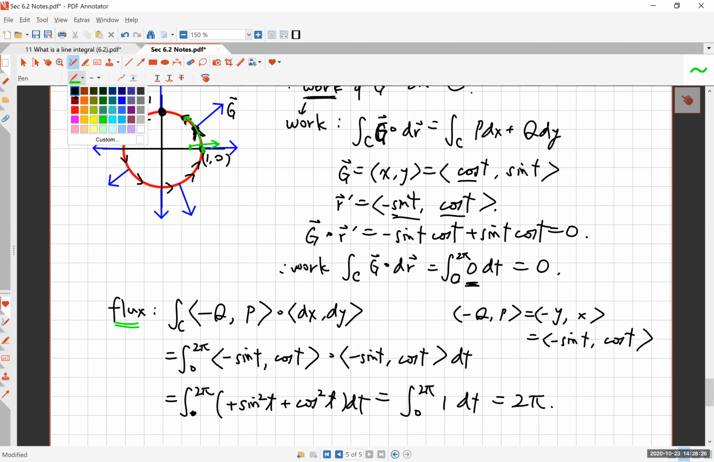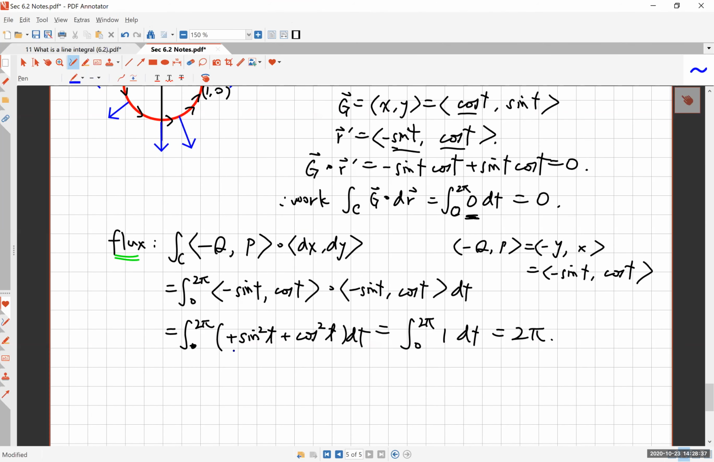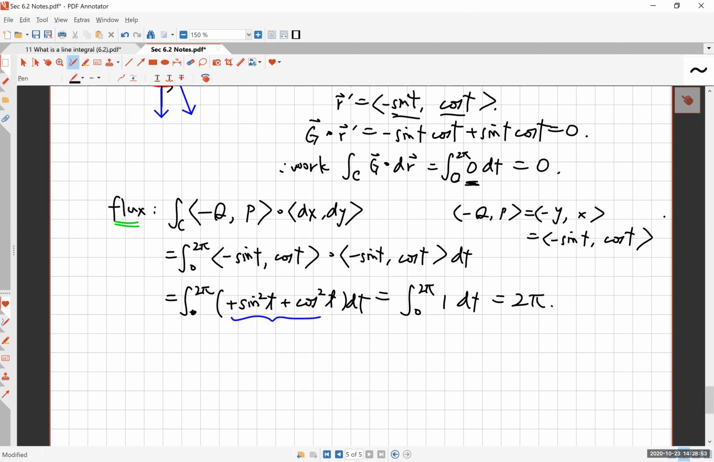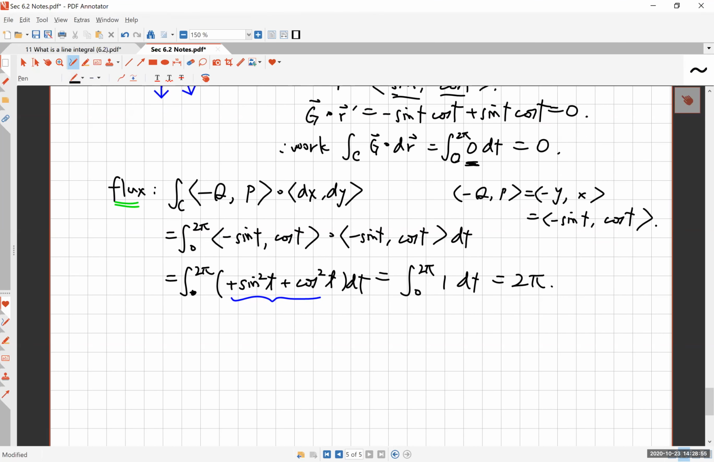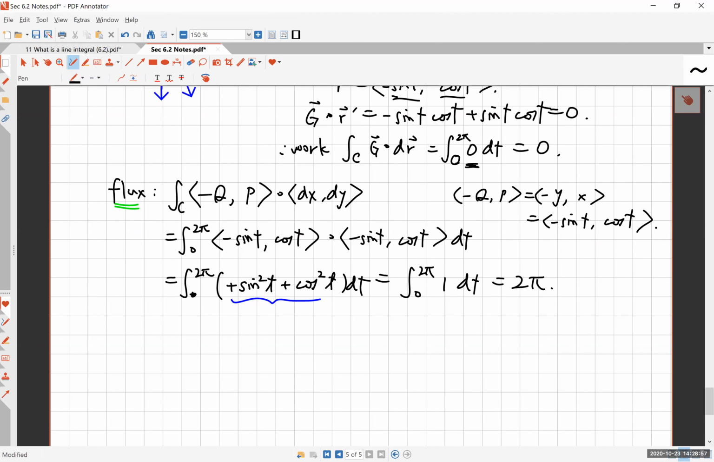And the answer is, look at G. G is always going in a perpendicular direction to the motion, right? And it's going from inside to the outside. So at every single point, the normal component of G is exactly 1. And so you're integrating 1 at every single point of this circumference, of length 2 pi, and therefore it is 2 pi. So that's what you need to find out.